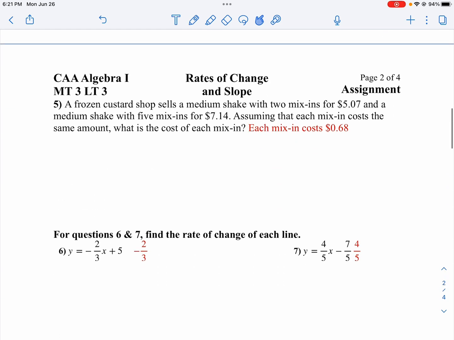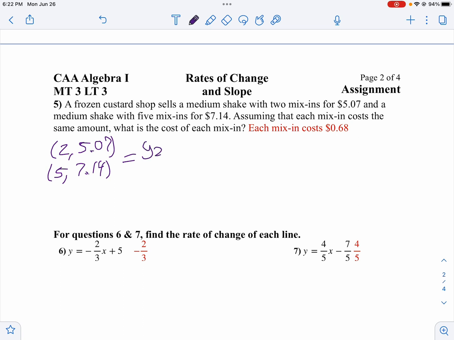Now, if we keep on going to question 5, we're on the same lines here. It says, a frozen custard shop sells a medium shake with 2 mix-ins for $5.07. So I can represent that as (2, 507) because the cost depends on how many mix-ins we have. Where a medium shake with 5 mix-ins sells for $7.14. So now to find this answer, we're just going to use our slope formula, rate of change formula again.